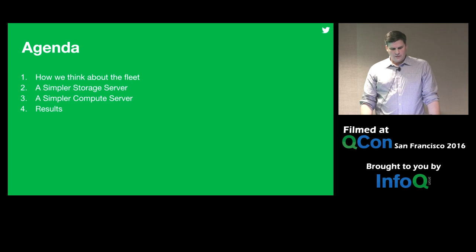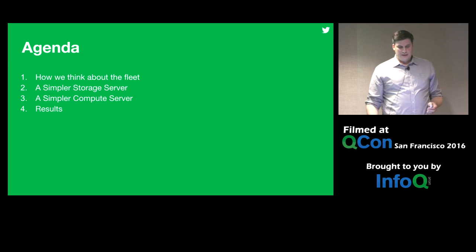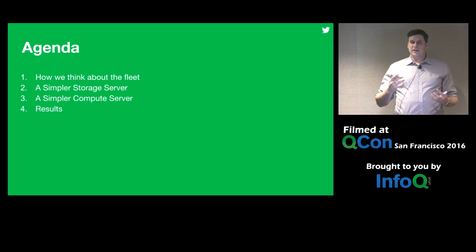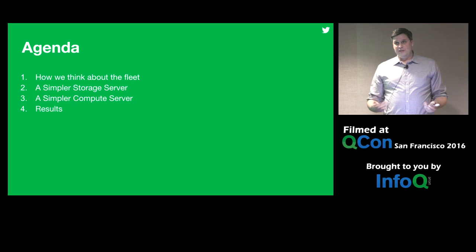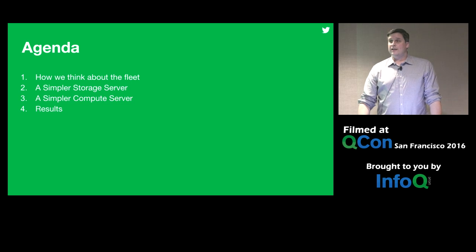So today we're going to talk about really four things. We're going to talk about how we think about the fleet, how we model the types of servers we want to buy, and the characteristics that we want to get out of those servers. Then I'm actually going to show teardowns of some of the legacy systems we had before we started designing our own servers, and then I'll show you teardowns of the first generation servers that we designed to replace those.